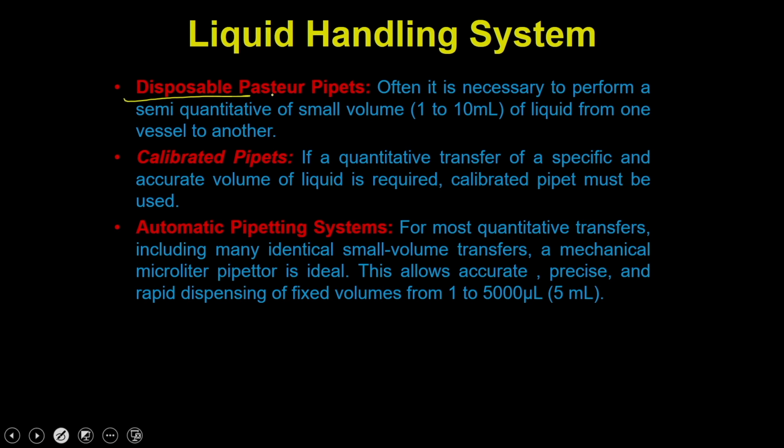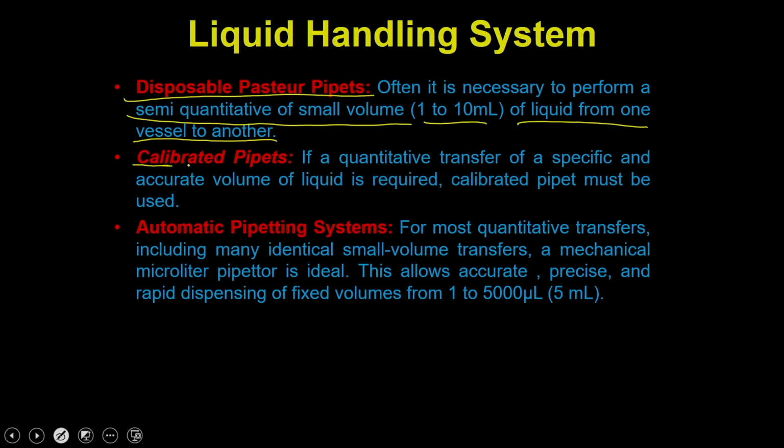You have the disposable Pasteur pipette, and disposable Pasteur pipettes are mainly used to dispense semi quantitative small volume liquids, like from 1 to 10 ml. It is normally used to transfer liquid from one vessel to another vessel, instead of adding a very quantitative or accurate amount of liquid.